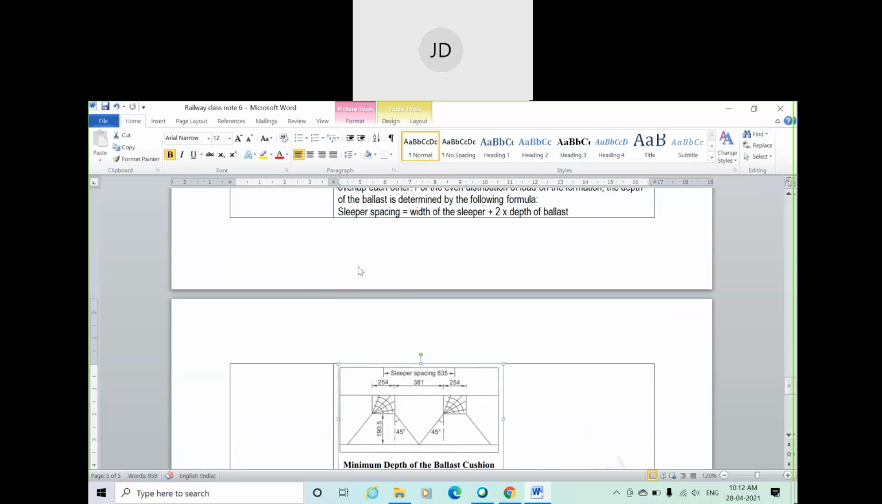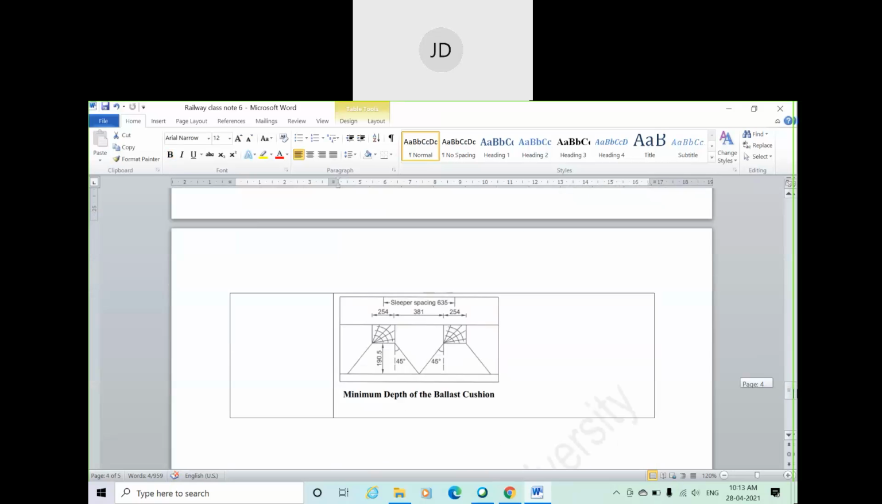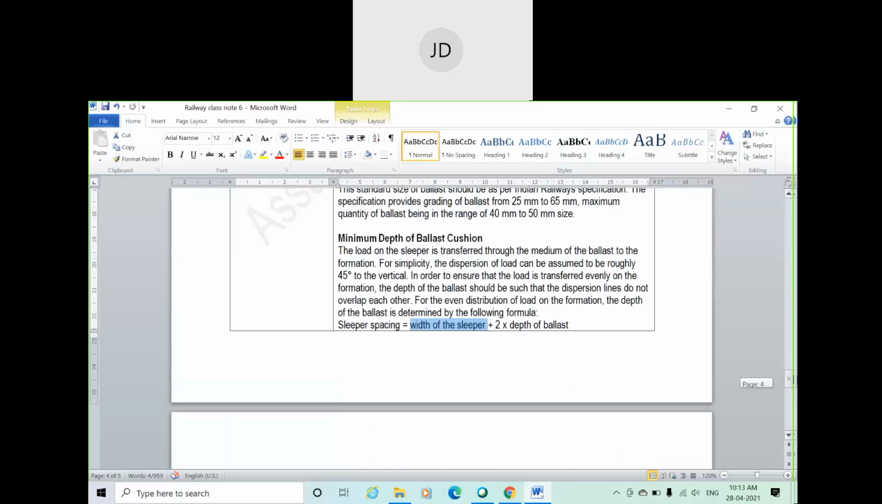So from this formula, you can also find out the depth of ballast if you know the sleeper spacing and the width of the sleeper. Or vice versa, anything can be found if two parameters are known to you. If you give a known value of depth of ballast and you know the width of the sleeper, then you can find out the sleeper spacing. They are all related to each other. So this is all about today's class.